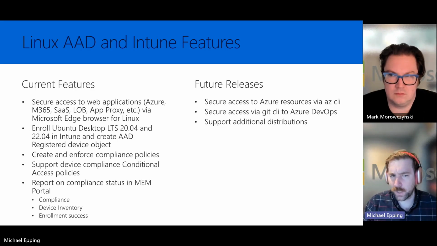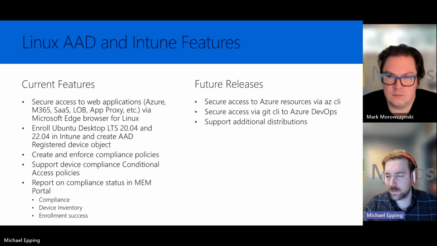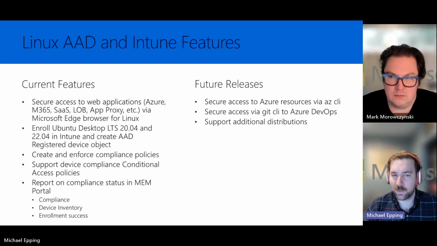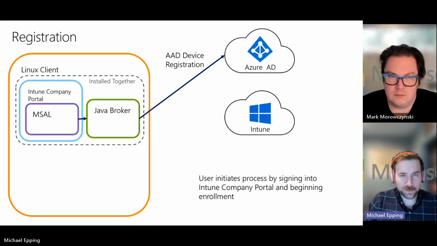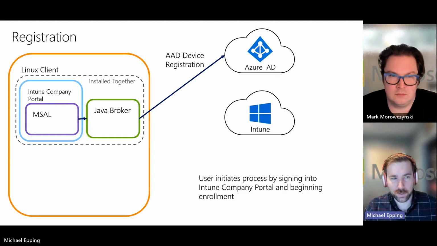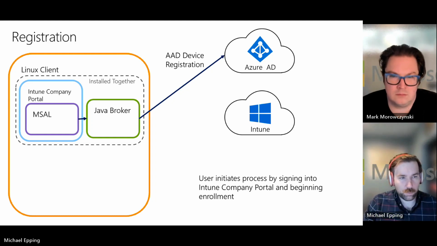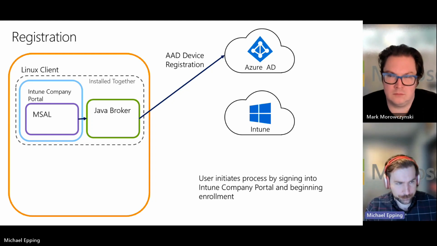Some of the stuff we're working on for the near future are expanding our support for client applications to things like AZ-CLI, the Git CLI for Azure DevOps, and adding additional support in more distributions. So the way that this works is on your Linux client, you install the Intune Company Portal software that comes bundled with the Microsoft Authentication Library, as well as our broker, which in the case of Linux is built in Java.